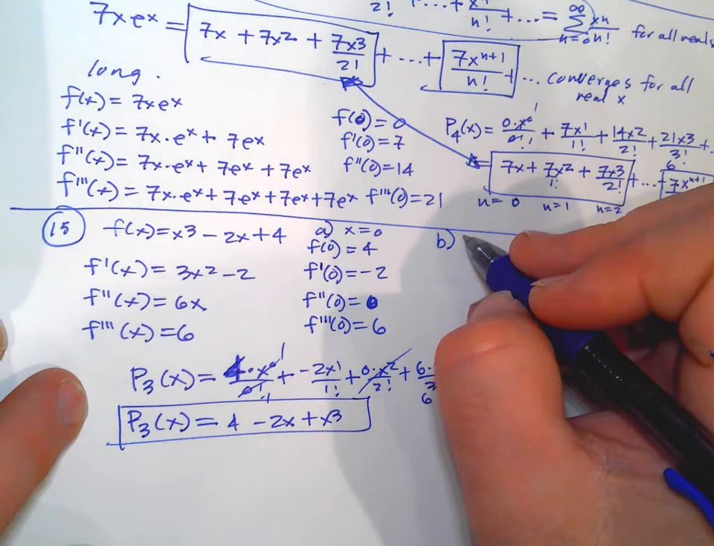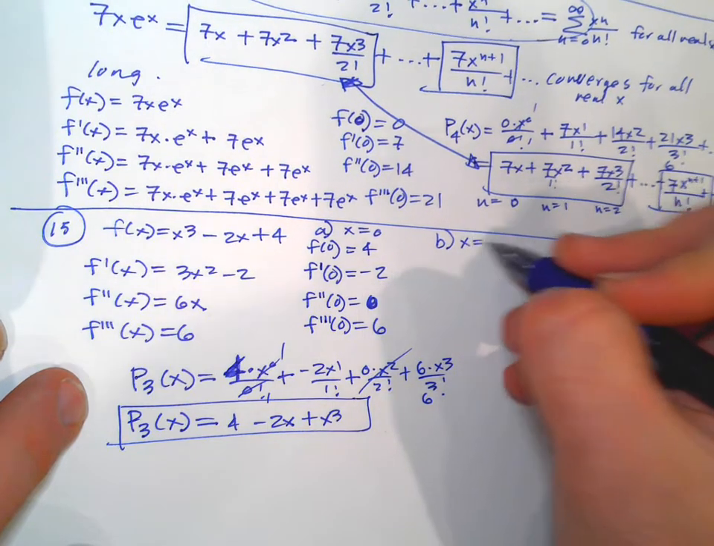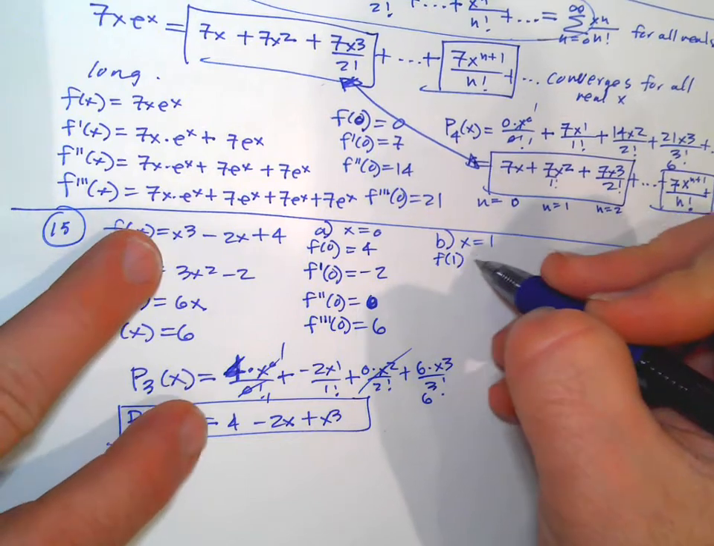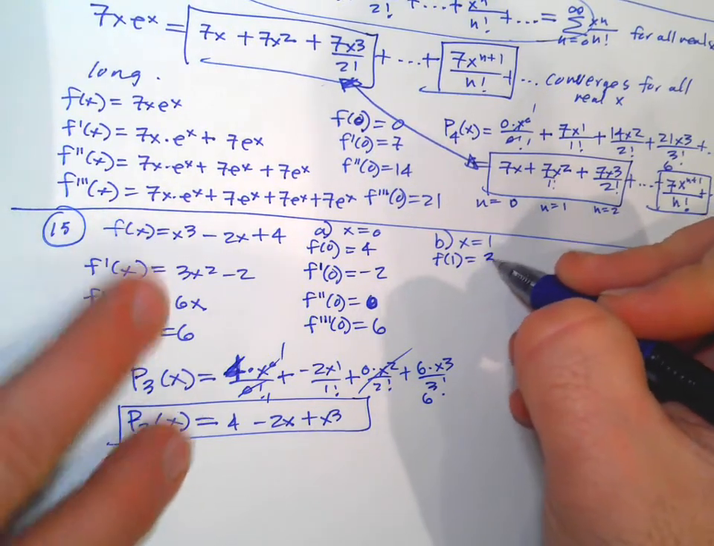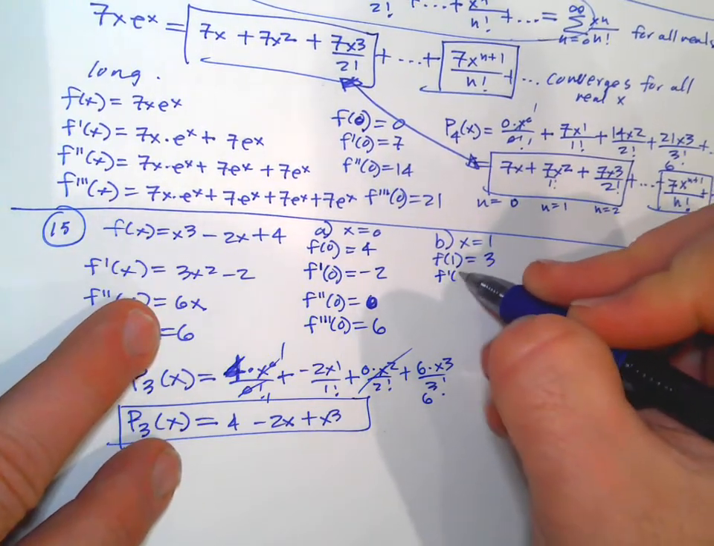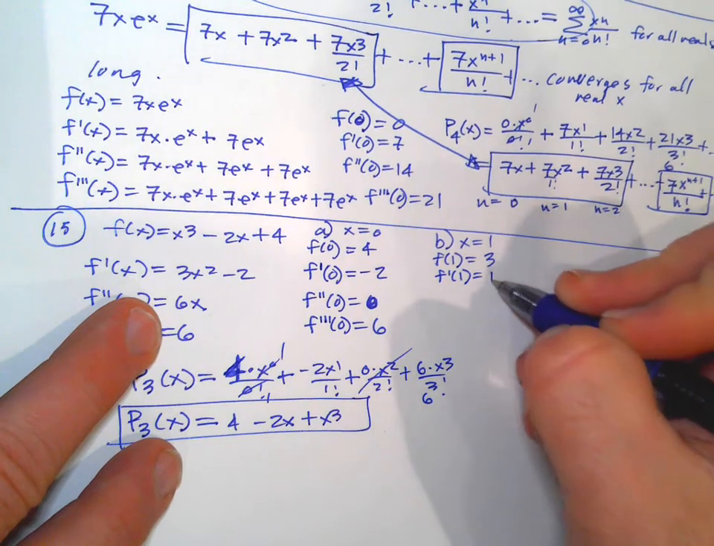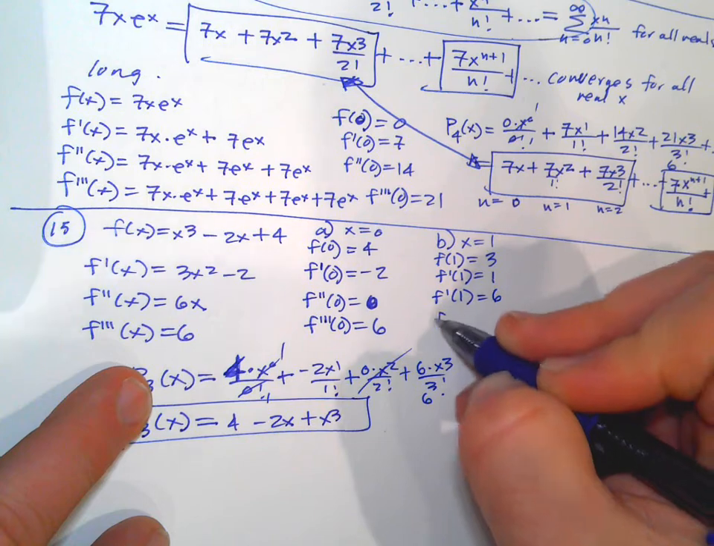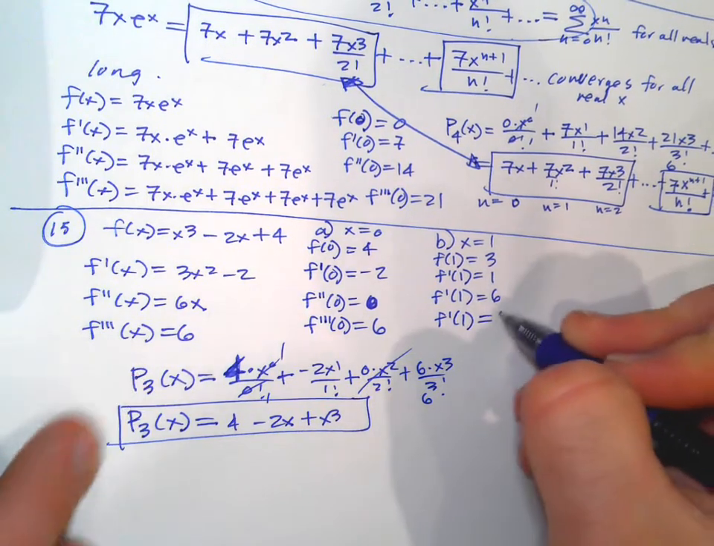B says centered at x equals 1. So this is where things get a little more interesting. You got to plug 1 into all these. So that's going to be 3. We're going to get different values. It's going to be 1. It's going to be 6. And that's going to be 6. So you can get those values.